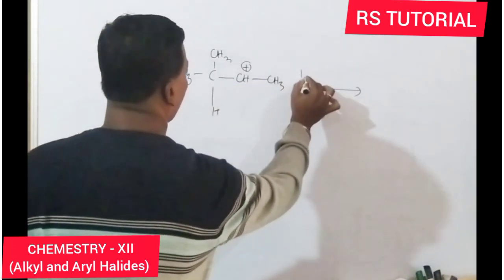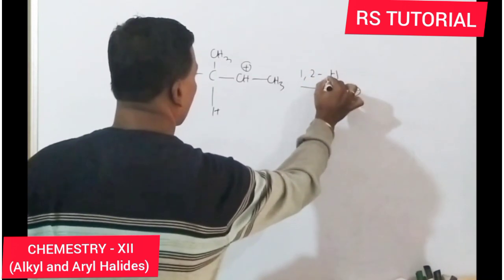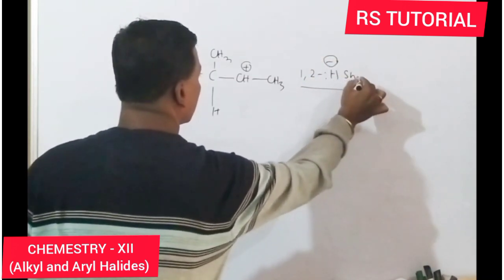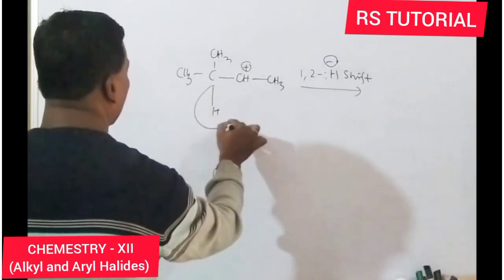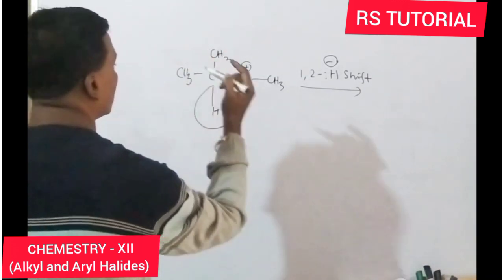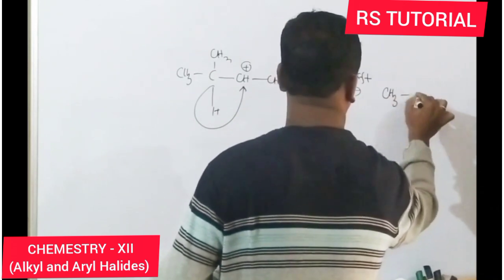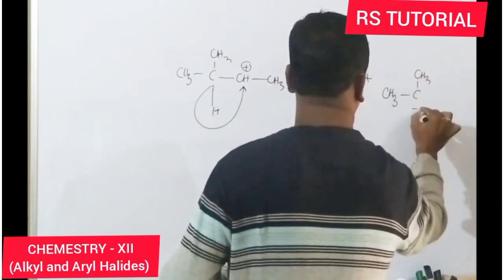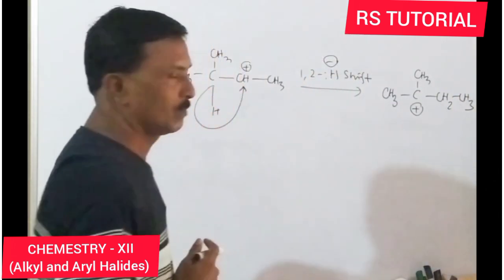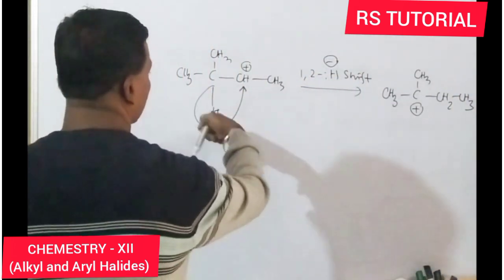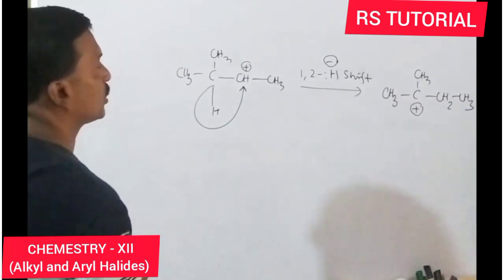here a 1,2 hydride shift takes place. That means this hydride ion shifted to here and this one is the carbocation. Okay, this is called 1,2 hydride shift.